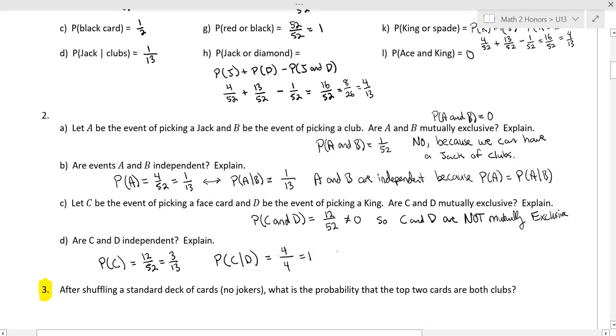So notice that the probability of C is not equal to the probability of C given D. And since that's true, we can say that the events are not independent. Since those probabilities are not equal, C and D are not independent.